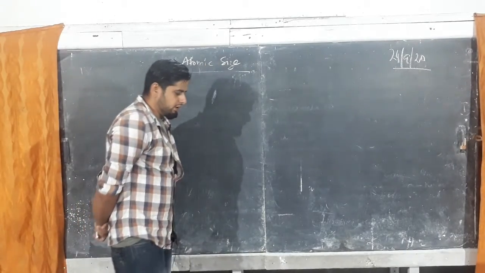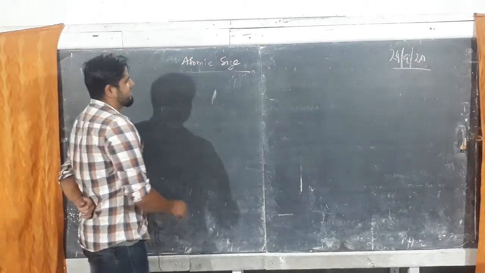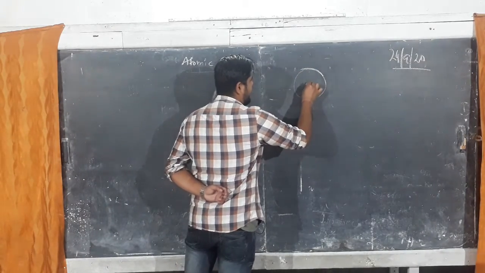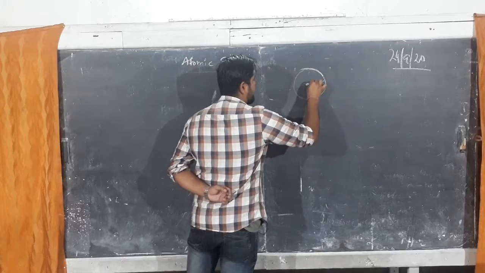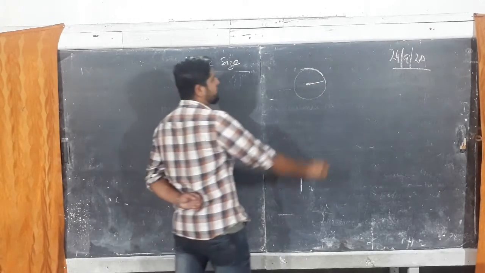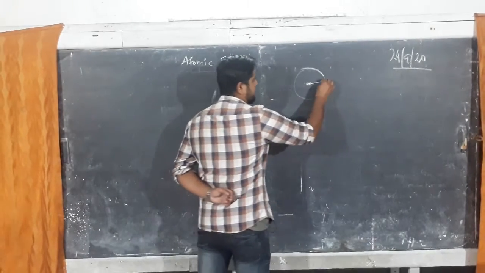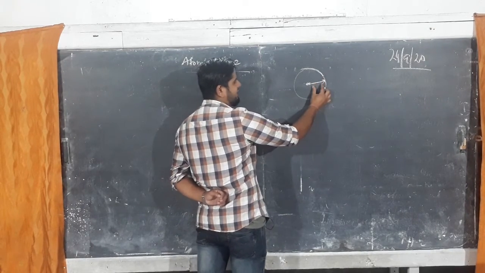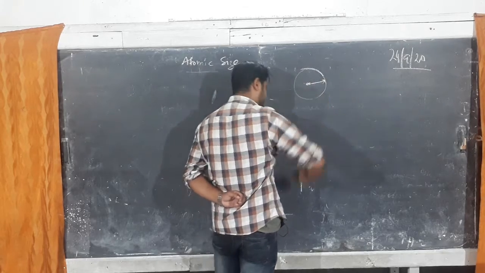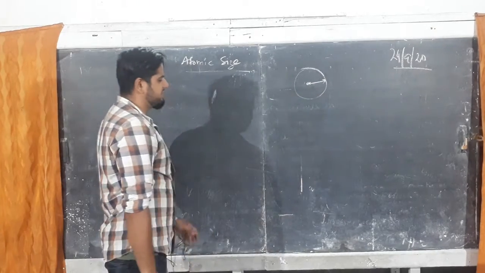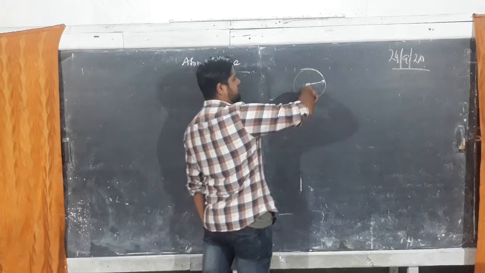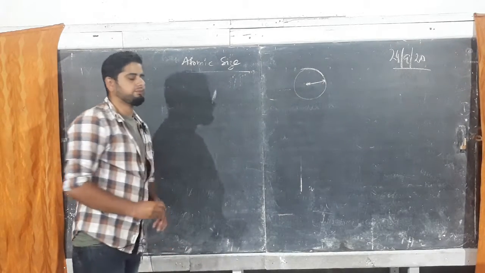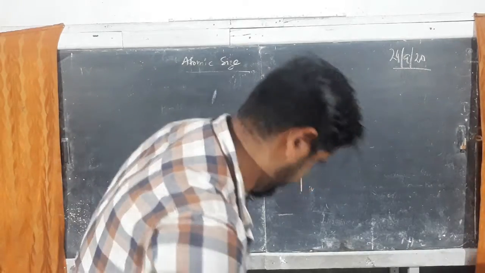Since atomic size is actually given by a radius from the center to the outermost shell. Okay, so this is called atomic radii, and this radius will give the size of the atom. So actually it is the distance from center to the outermost shell.